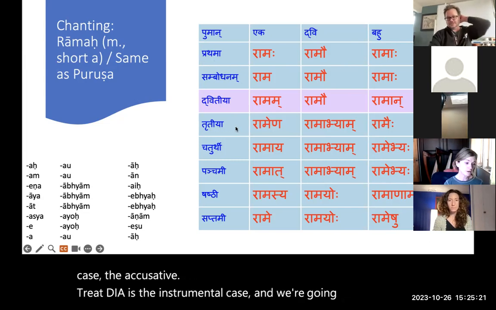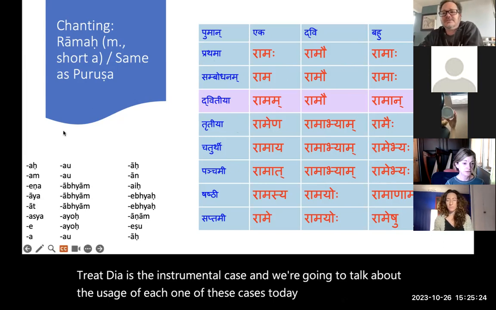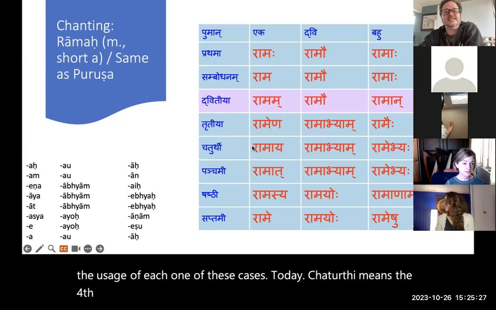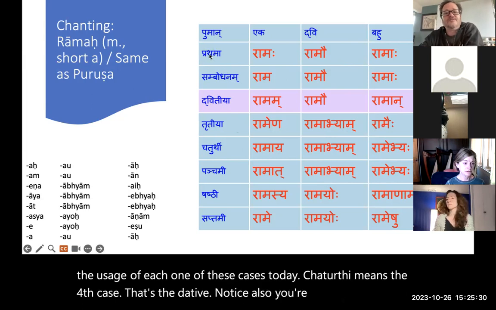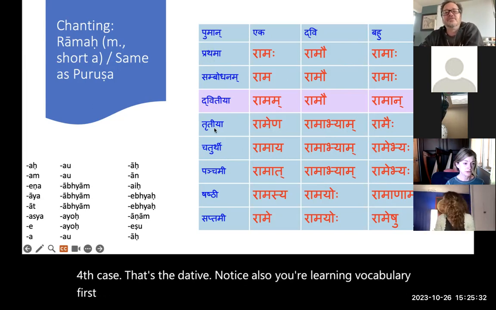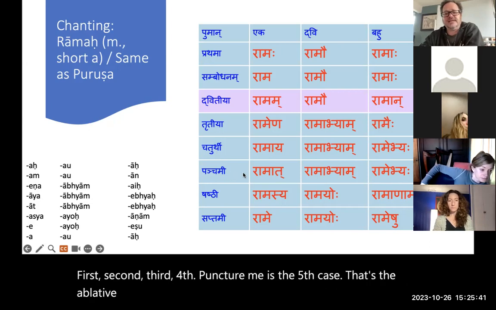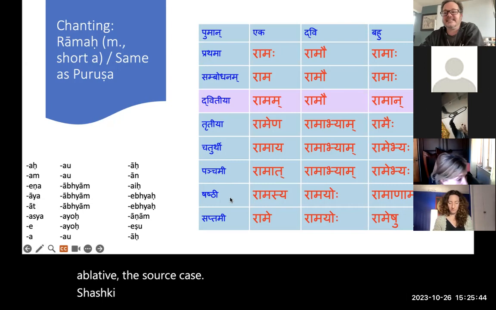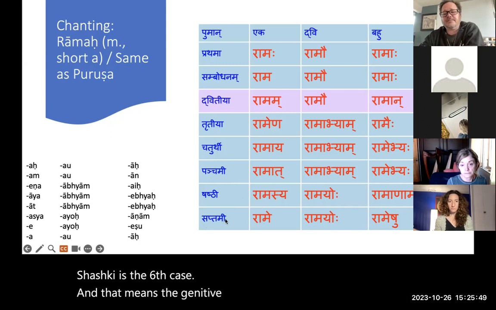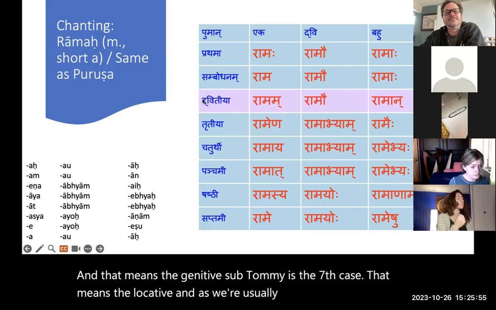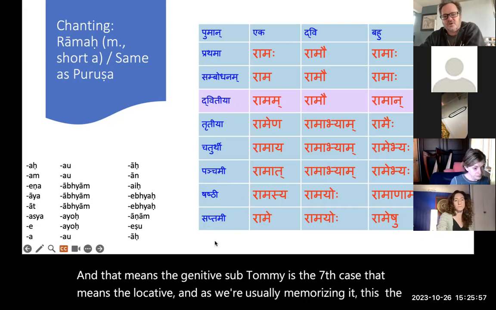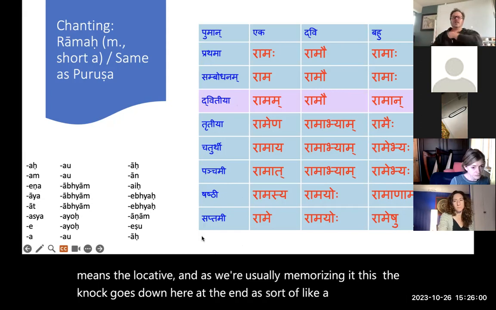And we're going to talk about the usage of each one of these cases today. Chaturthi means the fourth case. That's the dative. Notice also you're learning vocabulary. First, second, third, fourth. Panchami is the fifth case. That's the ablative, the source case. Shashti is the sixth case, and that means the genitive. Saptami is the seventh case. That means the locative. And as we're usually memorizing it, this sambodhana goes down here at the end as sort of like a theoretical last case.